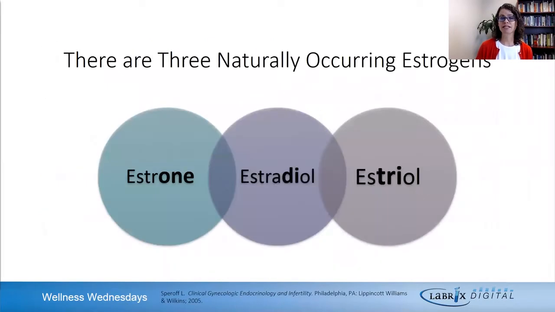There are 3 naturally occurring estrogens: estrone, estradiol, and estriol. You can remember them because of the little clues that are hidden in the names. Estrone has the number 1 in it, and we call that E1. Estradiol has diol, which means 2. Estradiol is E2, and estriol has the triol in it, which means 3. So we call that one E3.